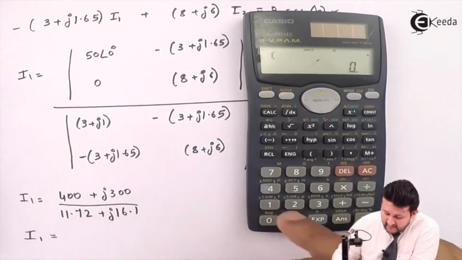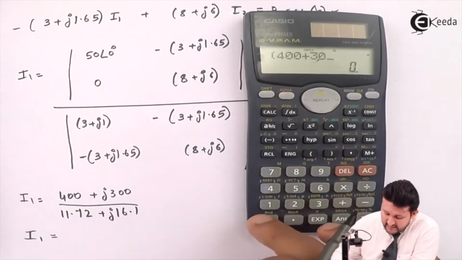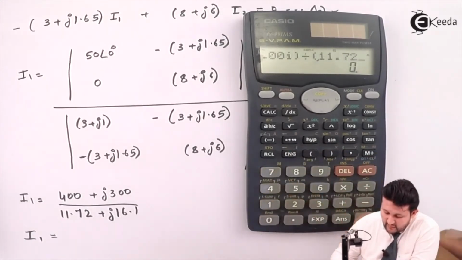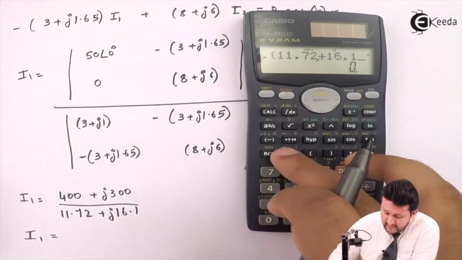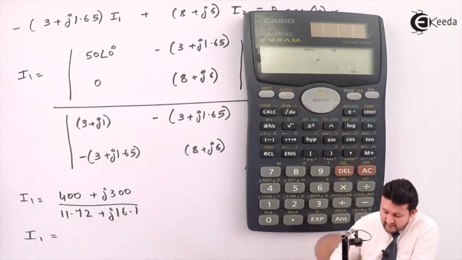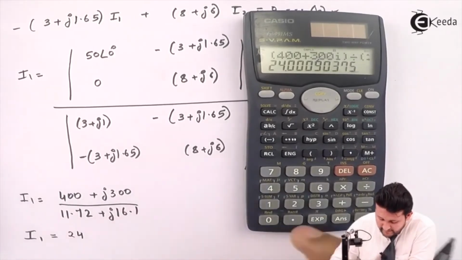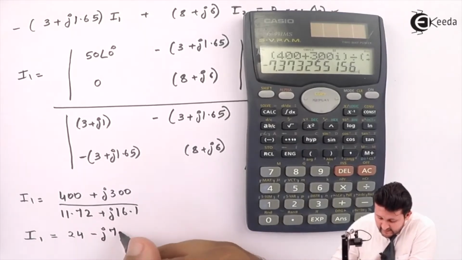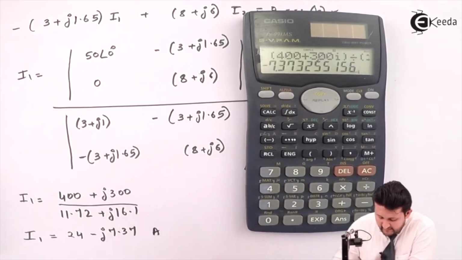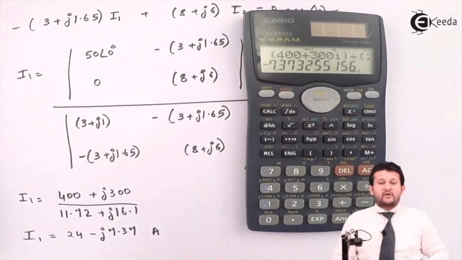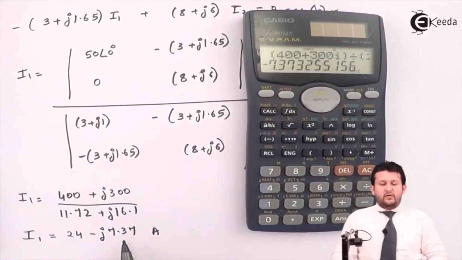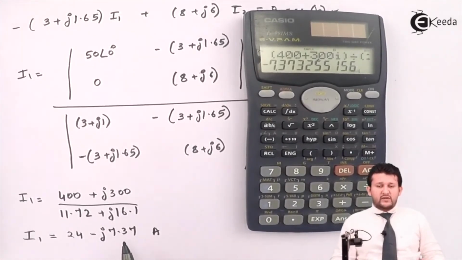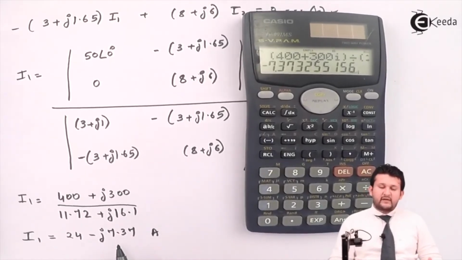So let's divide: bracket numerator value 400 plus 300 I, bracket close, divided by bracket 11.72 plus 16.1 I, bracket close. So the value which you get is 24, shift and equal to, the value which you will be getting, my dear friend, is minus j7.37 amperes. The value which you got is in rectangular form. So it's your choice. If you want to convert into polar, you can, but that is not compulsory. So let's convert into polar, to have knowledge of polar as well, which we have already done previously.